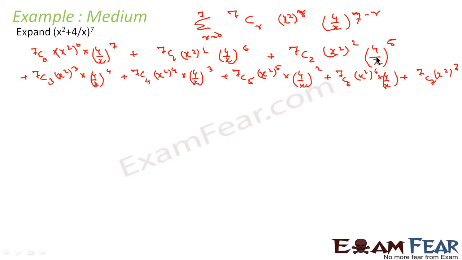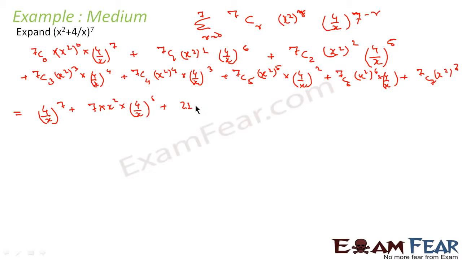So this is the total expansion of this. We'll now write this. So what we get is 7C0, which is equal to 1, times (x squared) to the power 0, which is equal to 1. So we get (4/x)^7, plus 7C1, which is equal to 7, into x squared into (4/x)^6, plus 7C2, which is equal to 21.